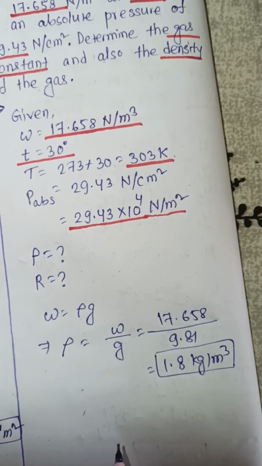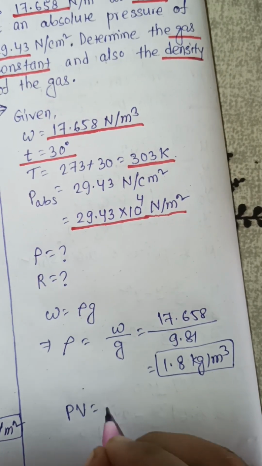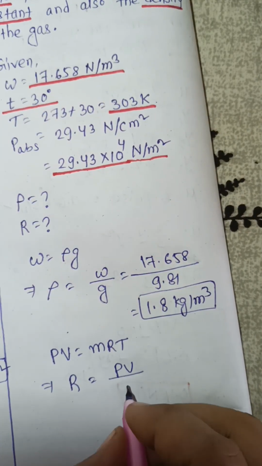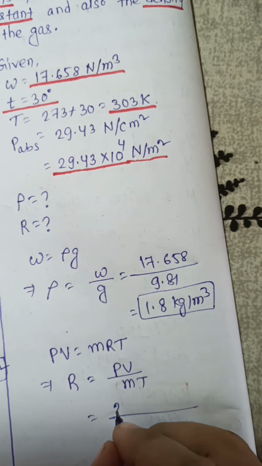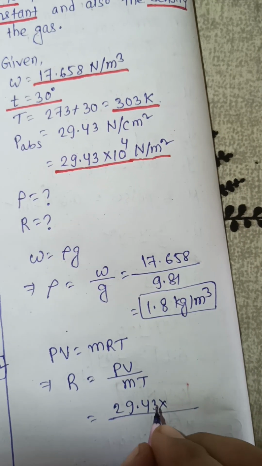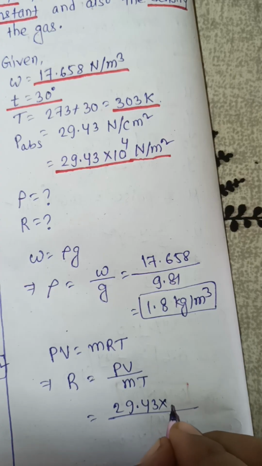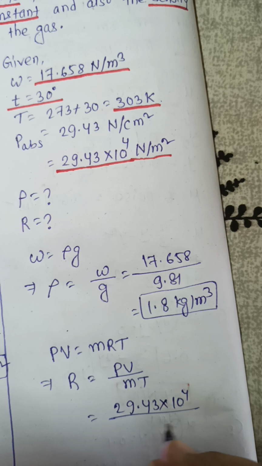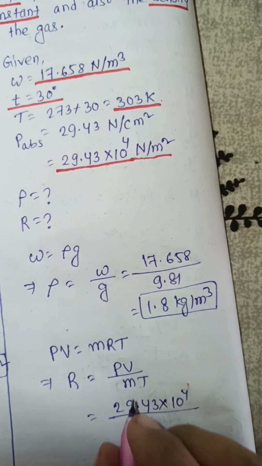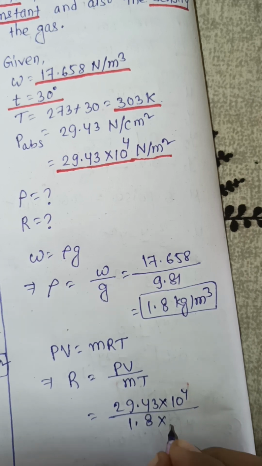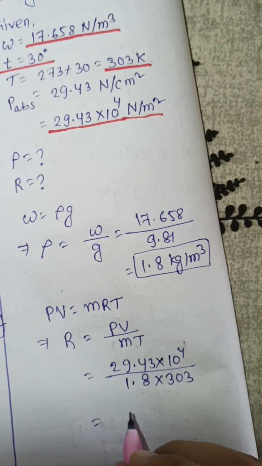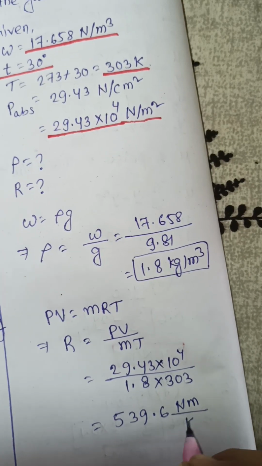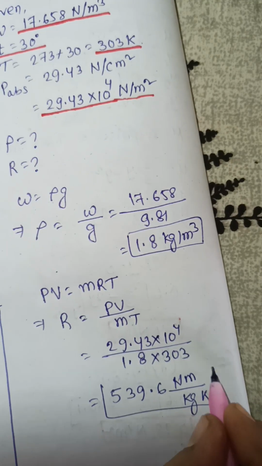Now if you want to calculate the gas constant, we know the ideal gas equation PV equal to mRT. So from here R is equal to PV by mT. Just put the values. P is 29.43 into 10 to the power 4, and m by V is rho. What is the value of rho? That is 1.8, into 303. So the answer will be 539.6 Newton meter per kg Kelvin. So this will be our answer.